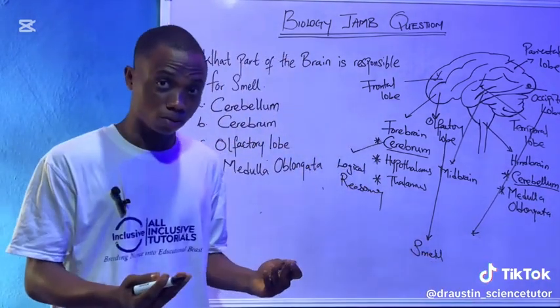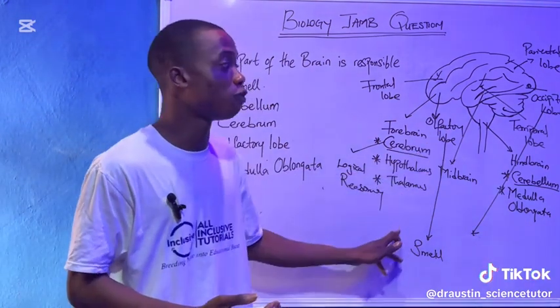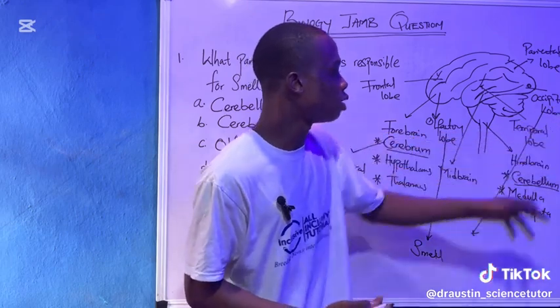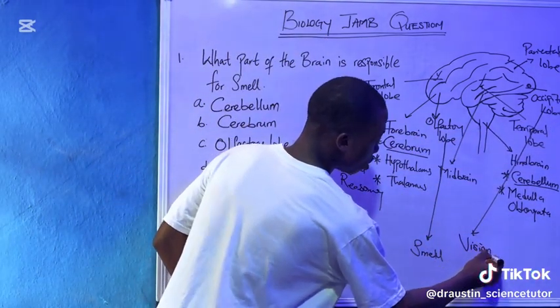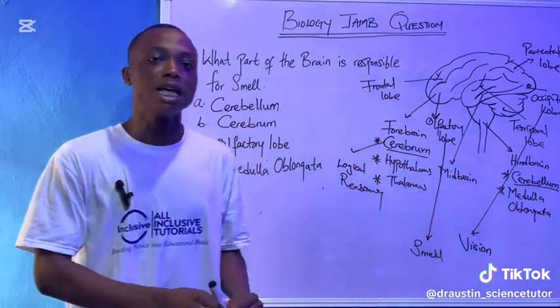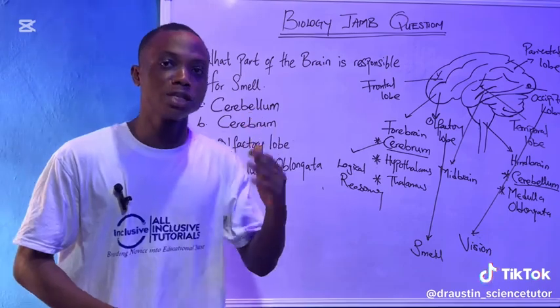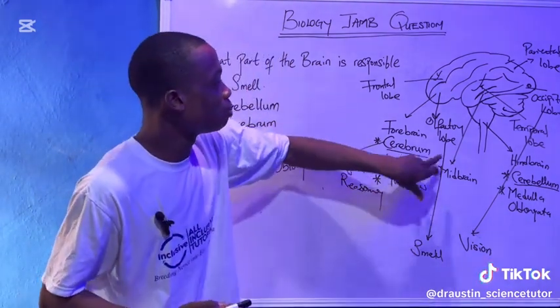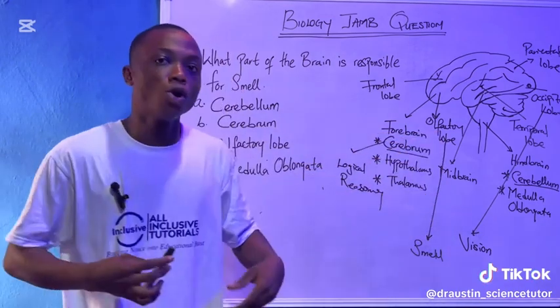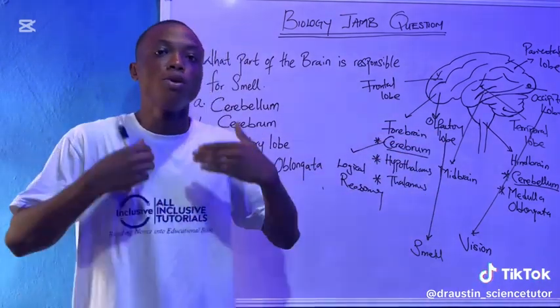You can smell. It is because of what? Olfactory lobe. This occipital lobe is what is responsible for what? For vision. You understand? So imagine now they ask you a question that during a surgery, this question came out last year also. In a surgery, you now remove what? The olfactory lobe. What part of the sense organ will be affected?